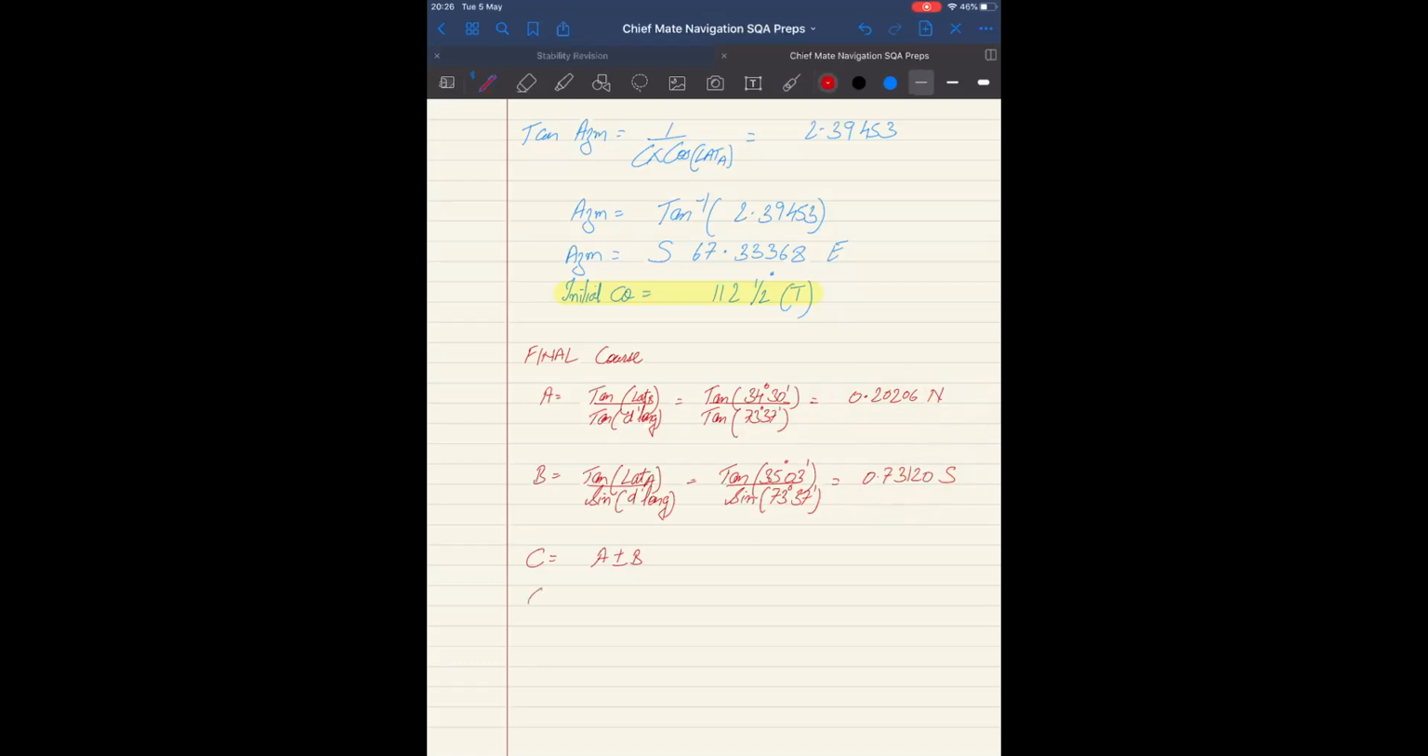So C is equal to 0.20206, 0.52914. Now the naming would be the same as whichever is bigger in numerical value in A and B. If A had a bigger numerical value, it would have been north, and if B had a bigger numerical value, it would be south. In this case, B has the bigger numerical value, so it has to be south.